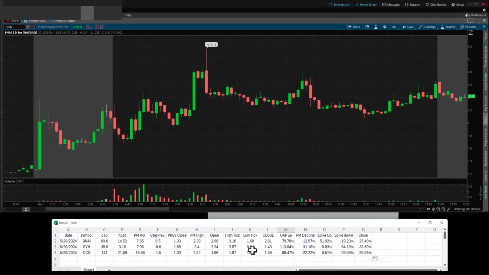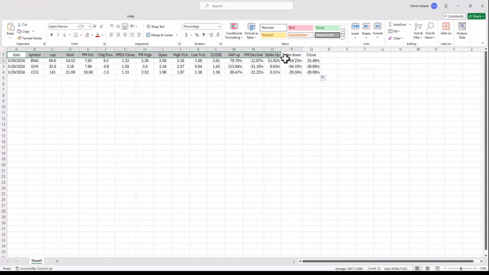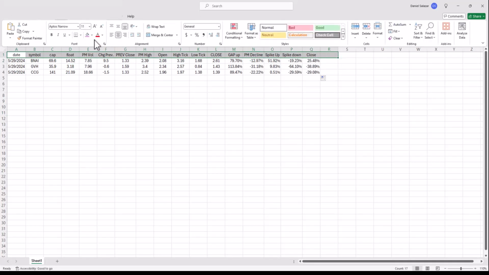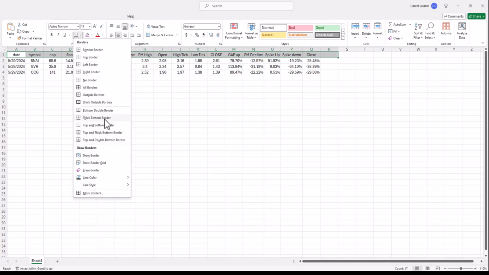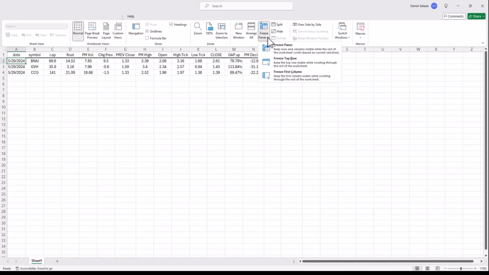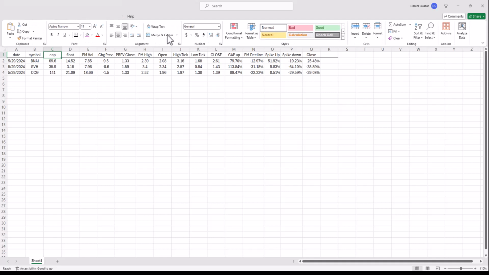You're going to be able to just work on them for 2 or 3 minutes, 4 minutes, and this is a very beginner-friendly Excel sheet. So from here, let's make it a little bit nice. Let's put a thick bottom border. Let's freeze the panes. Okay. So now you could probably highlight cap. You can highlight float, different color.